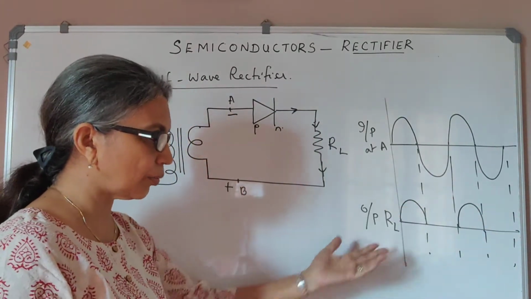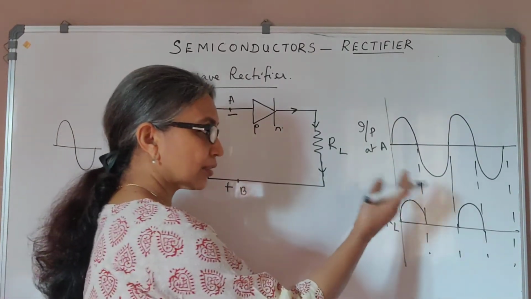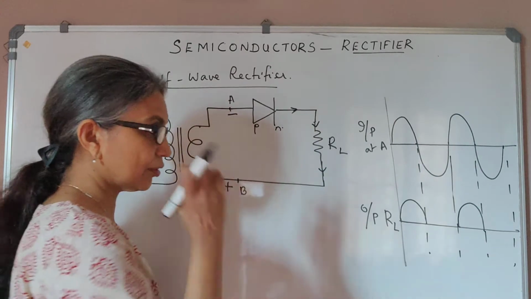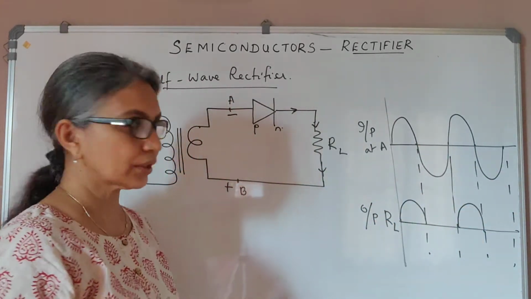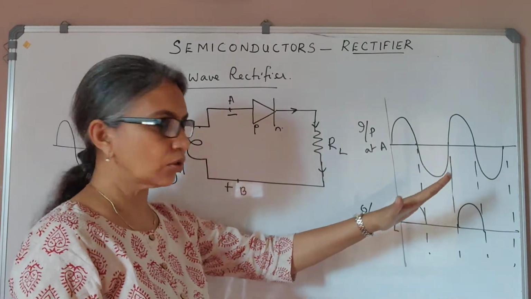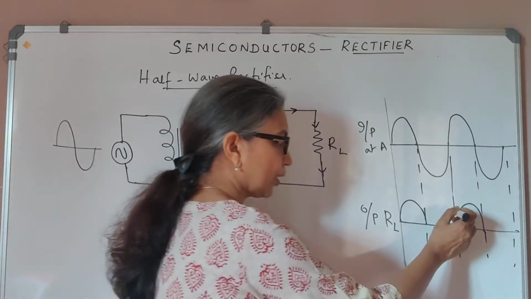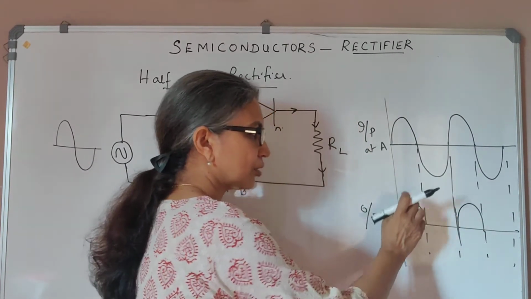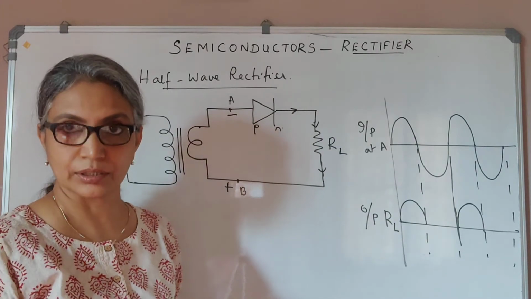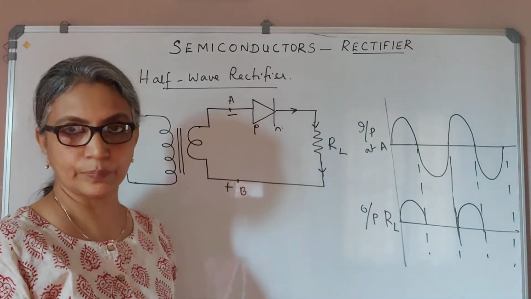And obviously you can see the disadvantage of a half wave rectifier is that it has converted it to DC, but we have wasted the negative half cycles. That means it has been cut off. So the average output voltage will be very low, because if you take one complete cycle here, we only have the positive half cycle. The negative half cycle has been cut off, and therefore the average voltage output will be very low.